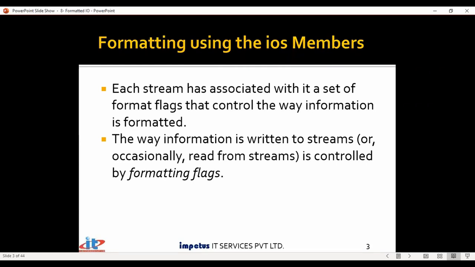The way the data is written to the stream, that means where you insert the data into the stream, and where we read the data from the stream. That means with cout, we write the insertion operator; using the insertion operator we insert the data into the stream. And using the extraction operator along with cin, we extract the data from the stream. Both the places we can go ahead using these formatting flags.